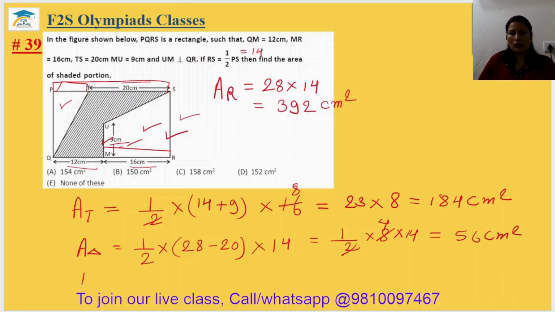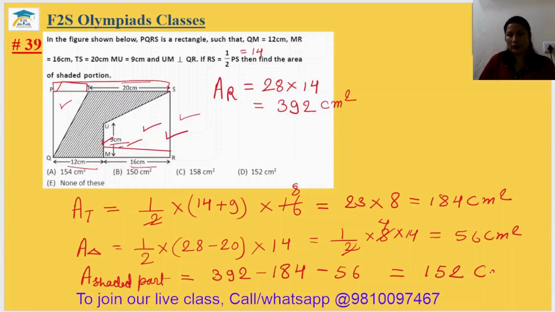So area of shaded part ये हो जाएगा आपका सीधा इक्वल टू 392 minus 184 minus 56. That is your 392 minus 240, that is 152 centimeter square. It is in the option number. The 39th answer is option D.